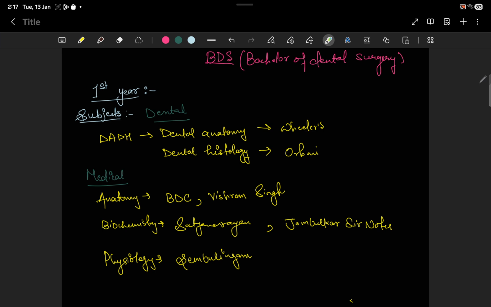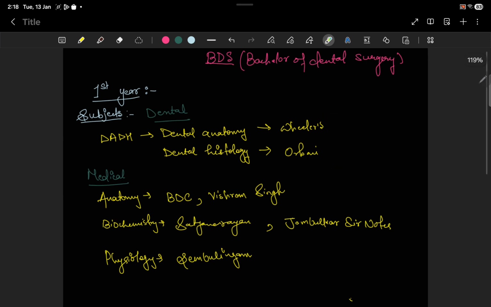Orban's is the book that I would recommend reading. Ten Cate's and Orban's are both standard books, with standard language but vast knowledge. You are doing dentistry, so you have to have vast knowledge in your subject, because what you're doing, you should know. So Wheeler's and Orban's are the books that you have to follow in DADH.